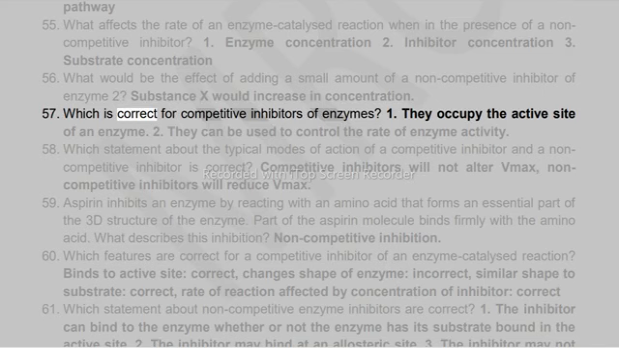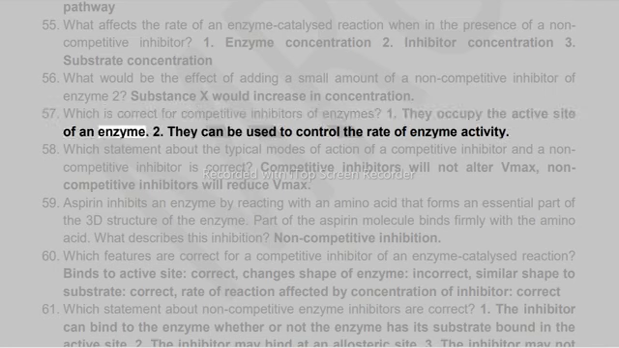57. Which is correct for competitive inhibitors of enzymes? 1. They occupy the active site of an enzyme. 2. They can be used to control the rate of enzyme activity.